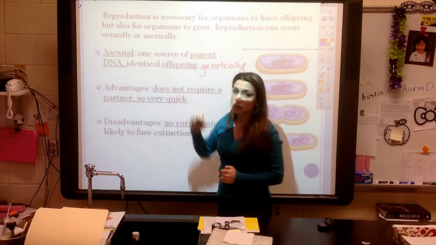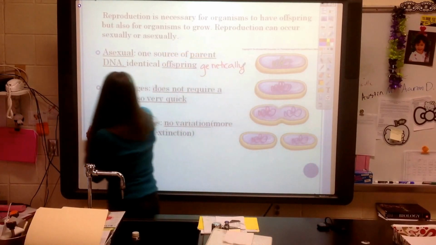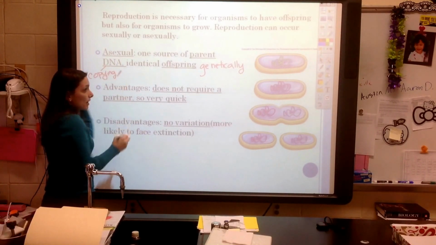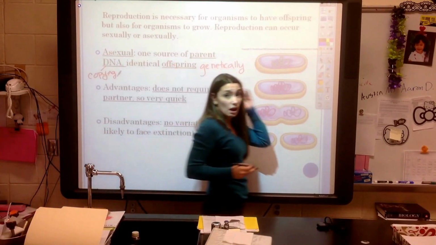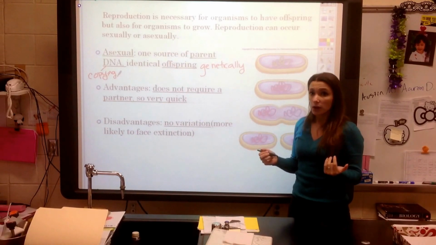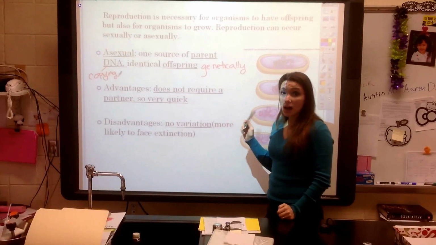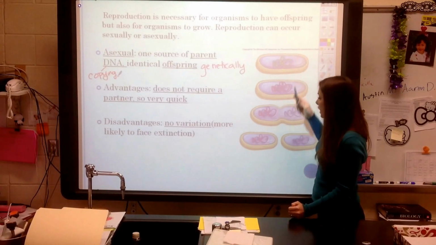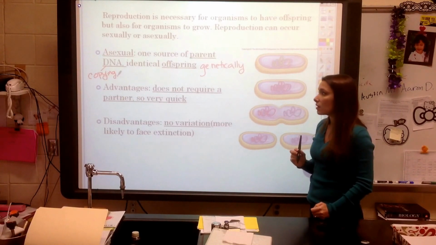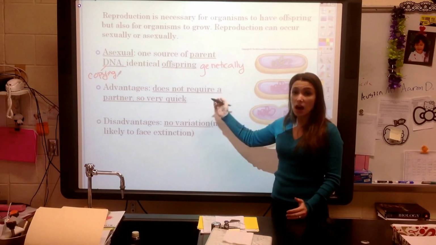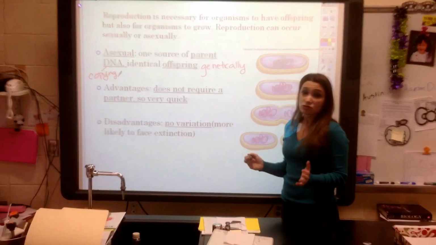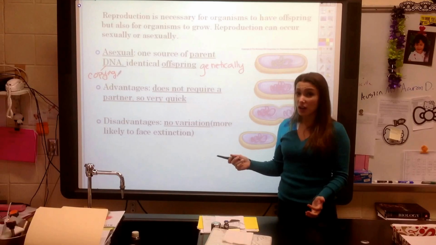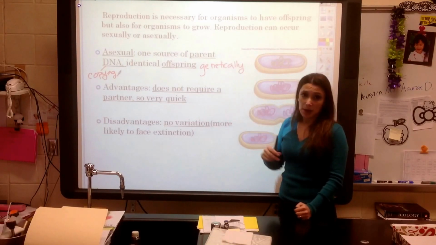Since there's just one source of DNA, all we're really going to be doing is copying that DNA and making an exact genetic copy and having an offspring. Now this happens most commonly in cell division. When we start with one cell and we copy it to make more than one cell. Now the advantage is it does not require a partner, so it's actually very quick. But the disadvantage is there's no variation. You're exactly the same as the parent.